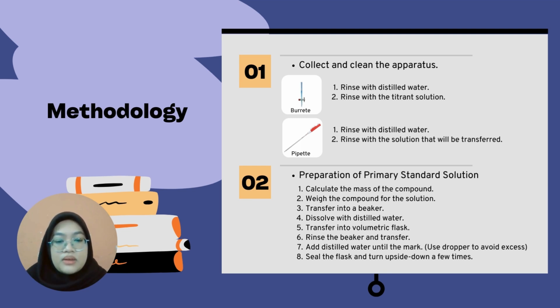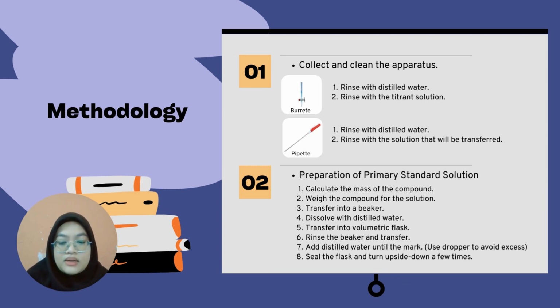The second step is preparation of primary standard solution. First, you need to calculate the mass of the compound. Second, you need to weigh the compound for the solution. Third, you need to transfer the compound into a beaker, then dissolve it with distilled water. The solution is then transferred into a volumetric flask.